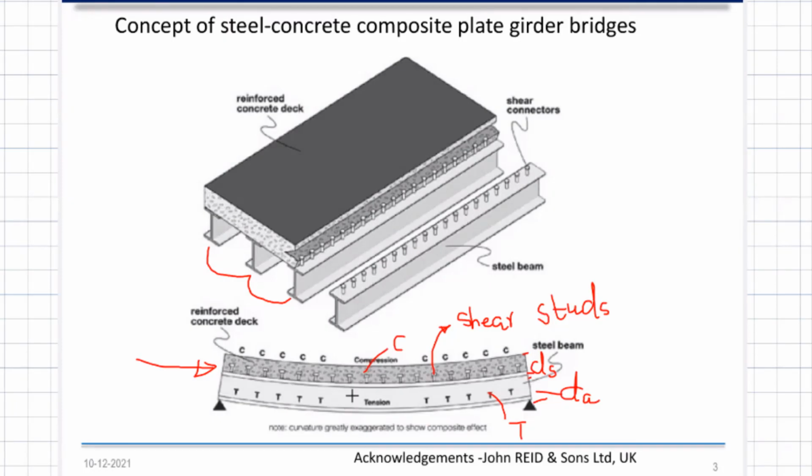So the load flow, if we see, is that the live load comes onto the deck and goes to the plate girders. The plate girders span between the piers. So the load goes to the pier, to the pier cap, and from the pier to the foundation. That's the flow, and we are talking about the superstructure here.